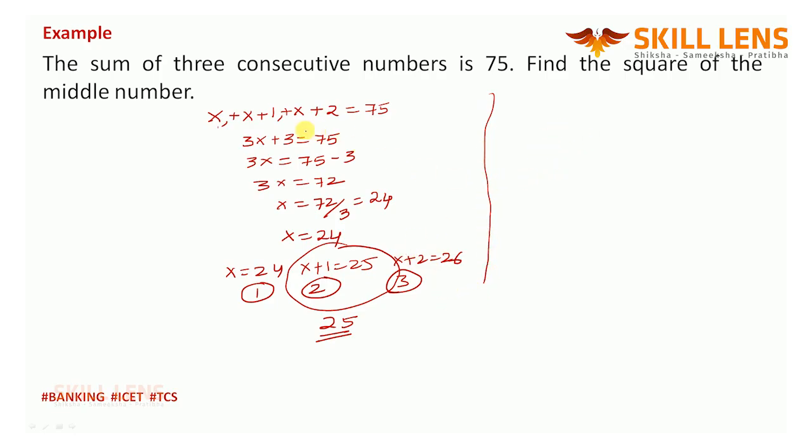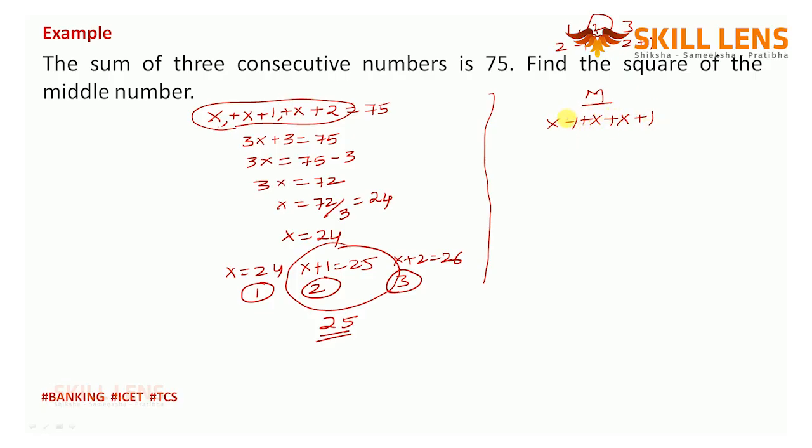Not really. Guys, instead of assuming your numbers like this, why don't you assume your numbers like this? The middle number is x. If the middle number is x, the number before is x minus 1 only, no? Because if there are 3 numbers, 1, 2, 3, and the middle number is 2, this is nothing but 2 minus 1, and this is nothing but 2 plus 1. So this is x minus 1, and the next number is going to be x plus 1. Why am I doing it like this?